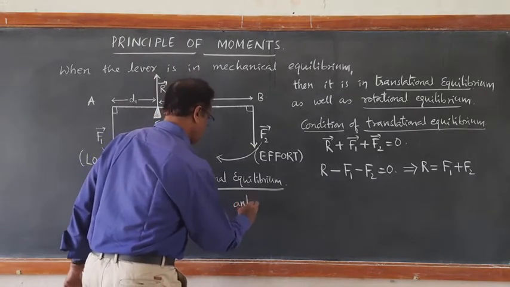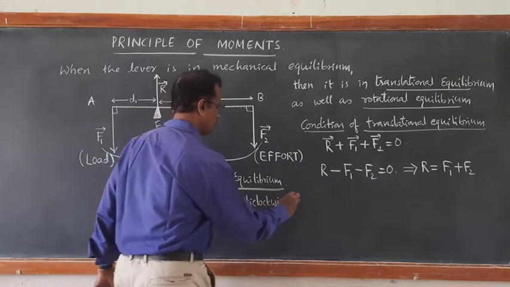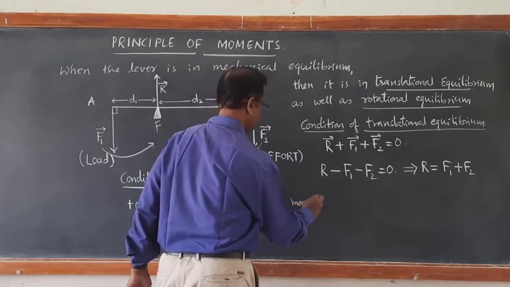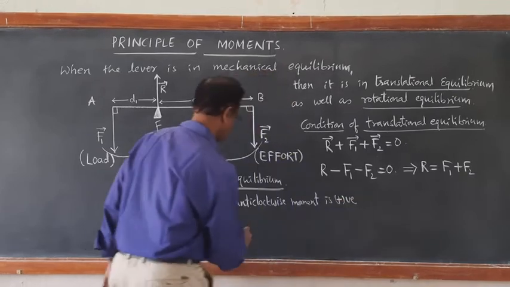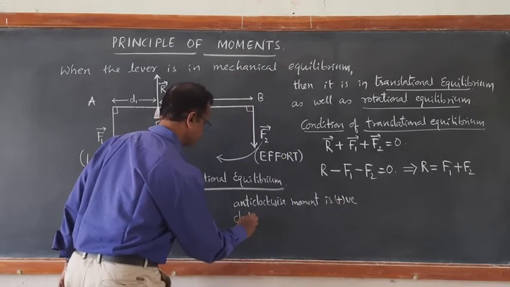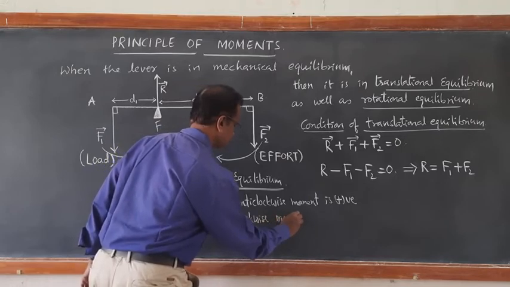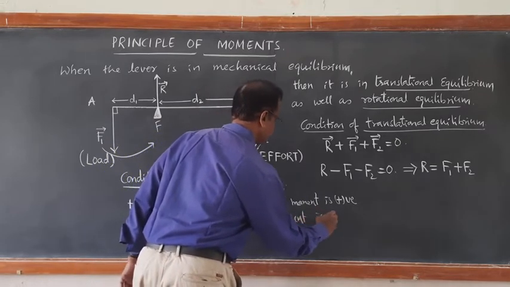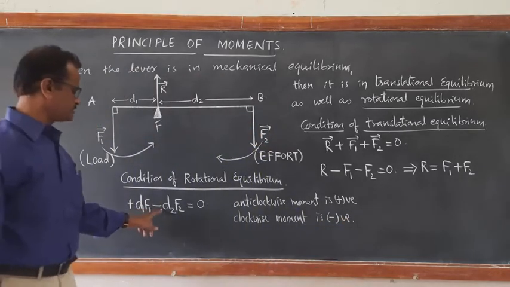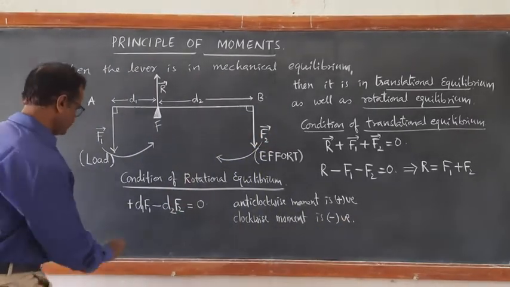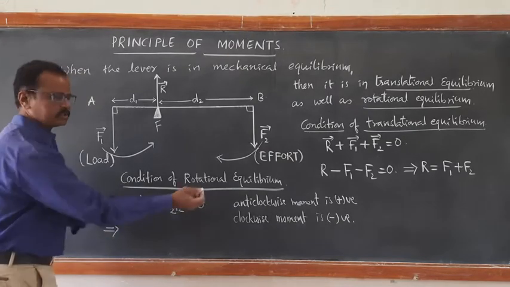First we will write anti-clockwise moment is taken positive, clockwise moment is taken negative. Therefore, it is D1 F1 minus D2 F2 equal to 0. This implies sum of the torques is equal to 0.